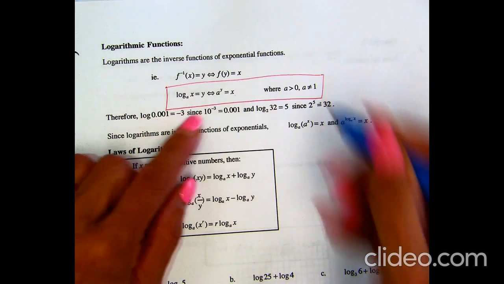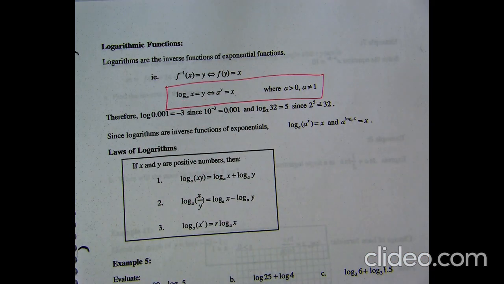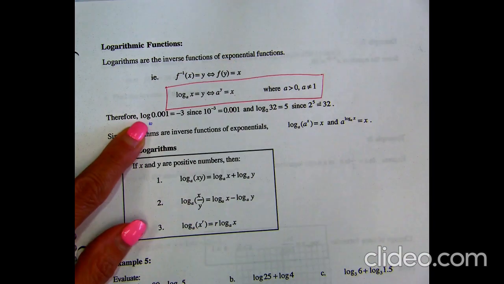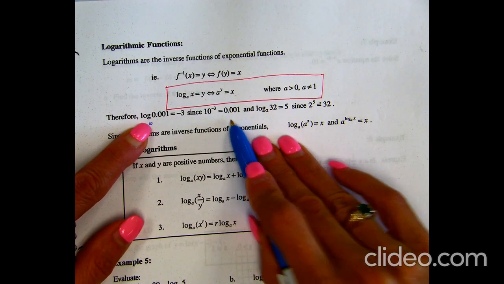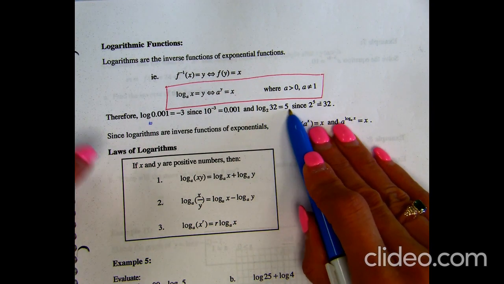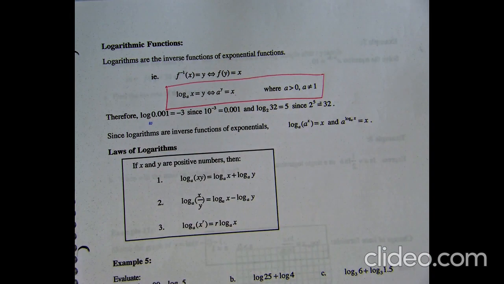What are the restrictions on that base? The base has to be bigger than 0 and not equal to 1. Okay, so just a reminder to get your head back in the game here. When I say the log of 0.001 is -3, that's because the base here, when it's not written, is 10. 10 to the -3 is 0.001. If I say log to the base 2 of 32 is 5, that's because 2 to the power of 5 is 32. Okay, we all remember how to change from log form to exponent form.